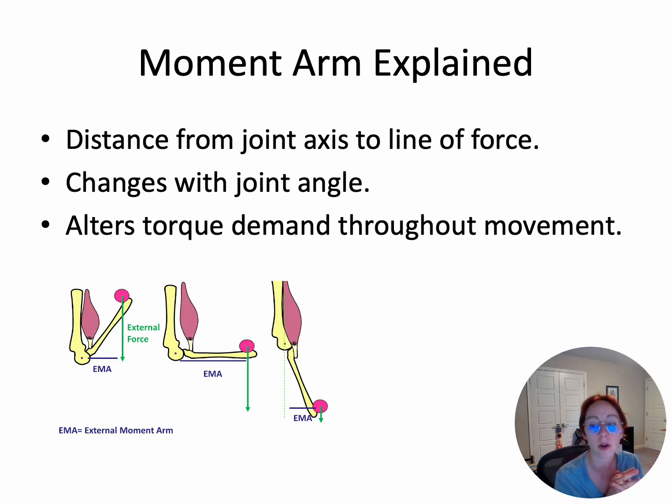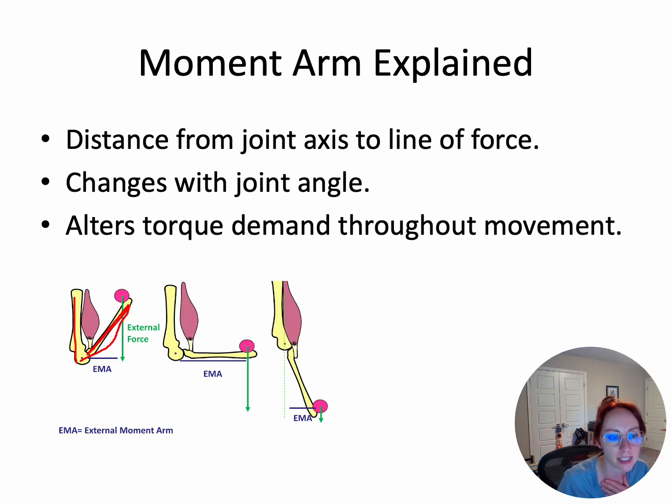Another example is during a bicep curl. The torque is the highest when the forearm is parallel to the ground because the moment arm is the longest, as you can see here in this example. This is your humerus, and then you have the bicep curl here.